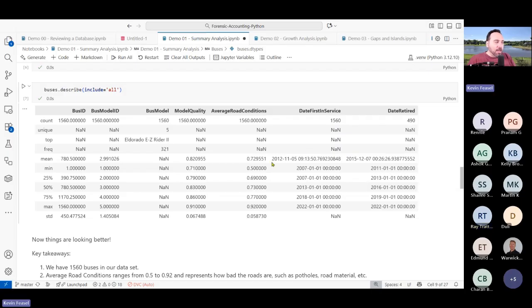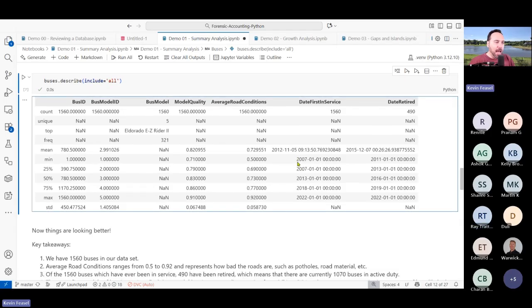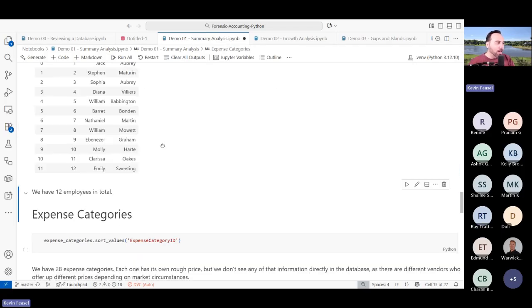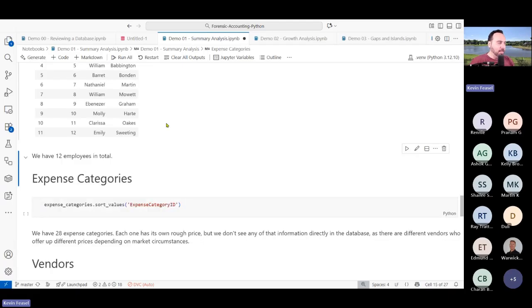We can see now that we have minimum, maximum dates. We have 50th percentile of date, etc. So that's pretty neat. We are able to convert this data type and get more relevant information out of it. And I have some key takeaways in case you're following along at home and want to see what I'm seeing. There are 12 employees in total here. So these are our 12 employee IDs, our 12 names of the people who were involved in this.